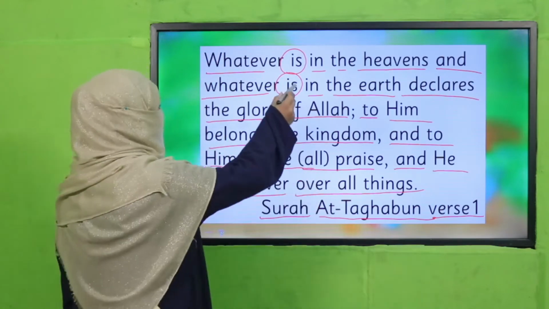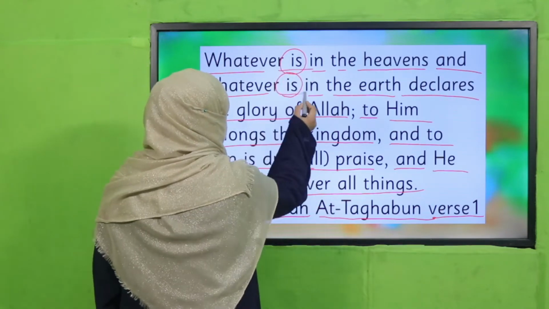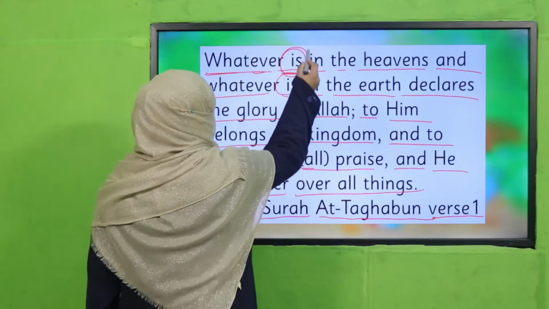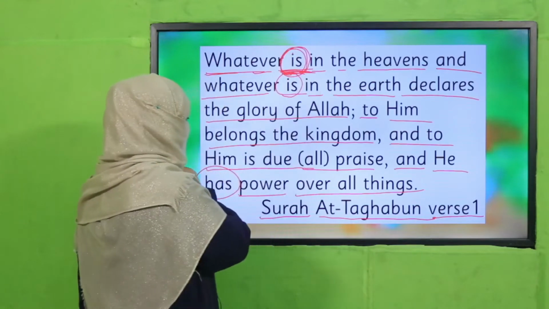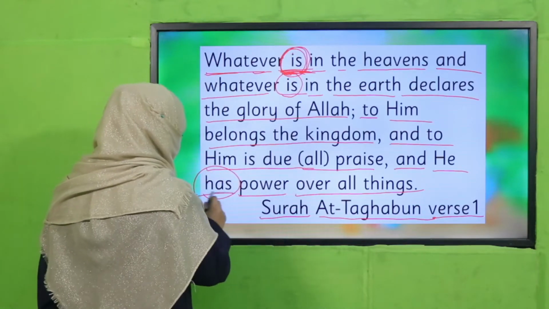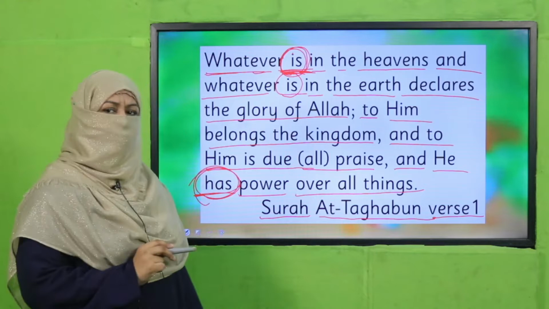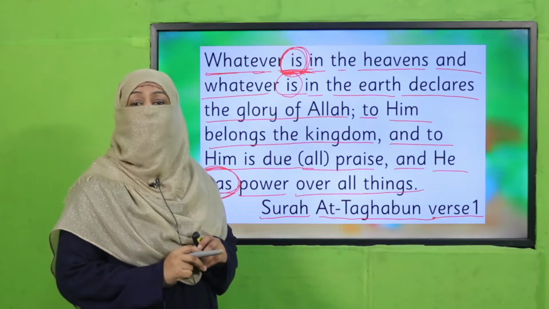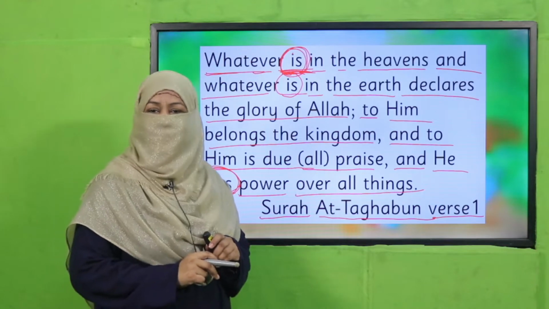Now, my dear children, look at these words. Is. What is it referring to over here? Whatever is in. It means whatever is present, okay? And Allah has power. Now, my dear children, these words are known as verbs. How do we use them? This is what we are going to learn today.